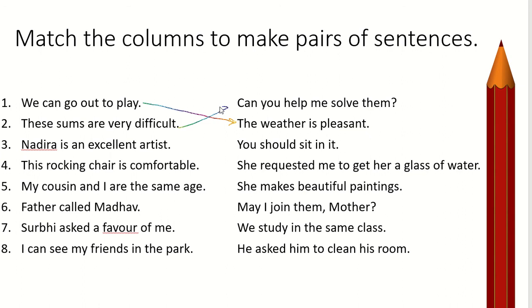Okay. Nadira is an excellent artist. Okay. So she makes beautiful paintings. This rocking chair is comfortable. You should sit in it. Fine. My cousin and I are the same age. Okay. Since we are the same age, we study in the same class. Father called mother. And then what happened? Let us see. Okay. We can take the last one.